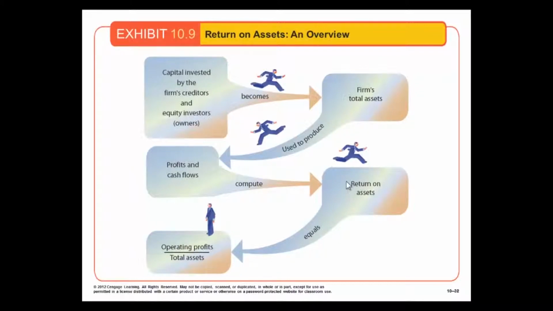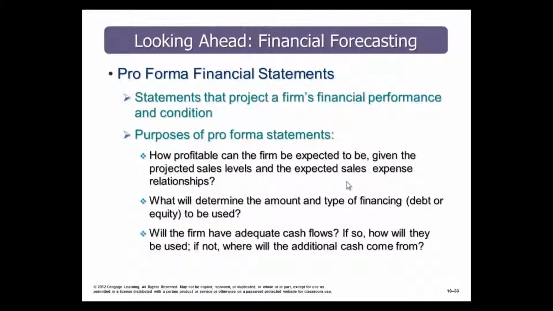Here's a little diagram that simply says we're looking at return on assets. I invest some capital, I then acquire some assets, and that capital and the cash and the assets become my total assets. I then produce something and I sell it, and I can begin to get profits and cash flows. Those determine what my return on assets is going to be, and that's equal to my operating profits, remember that term, divided by my total assets.